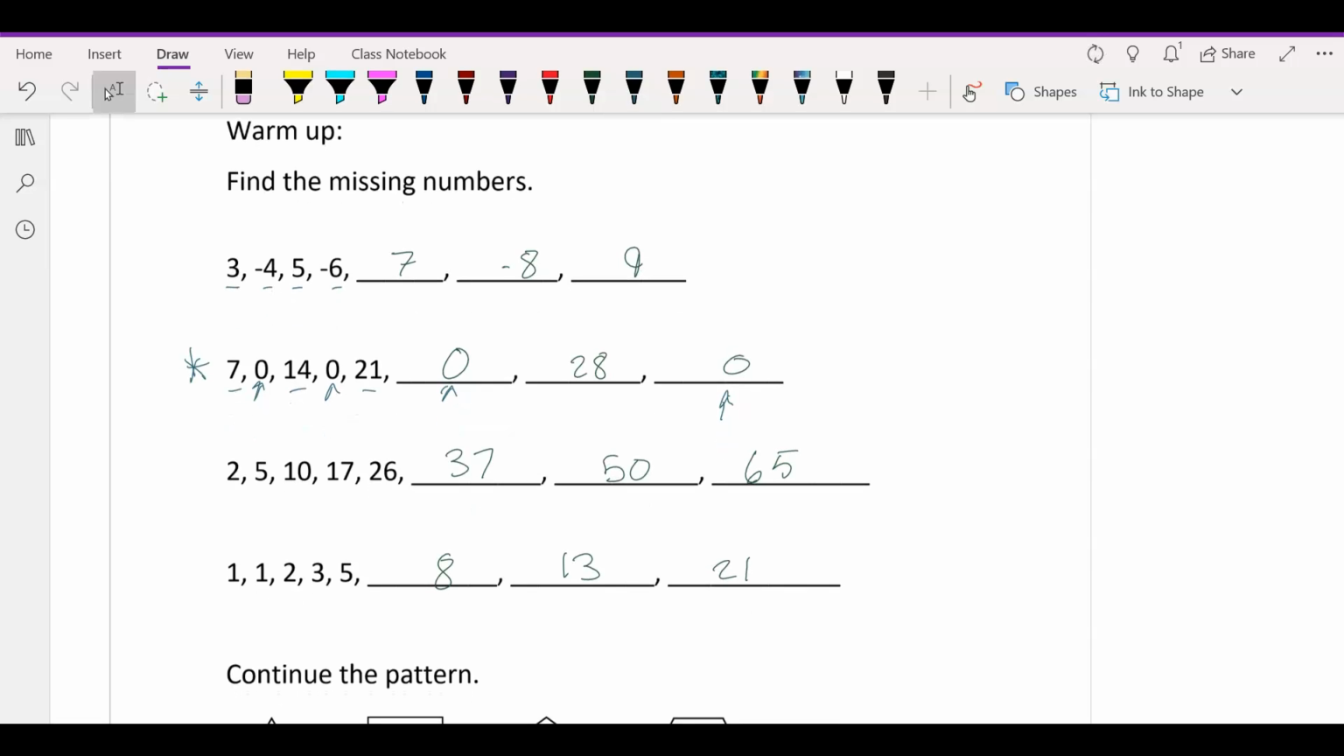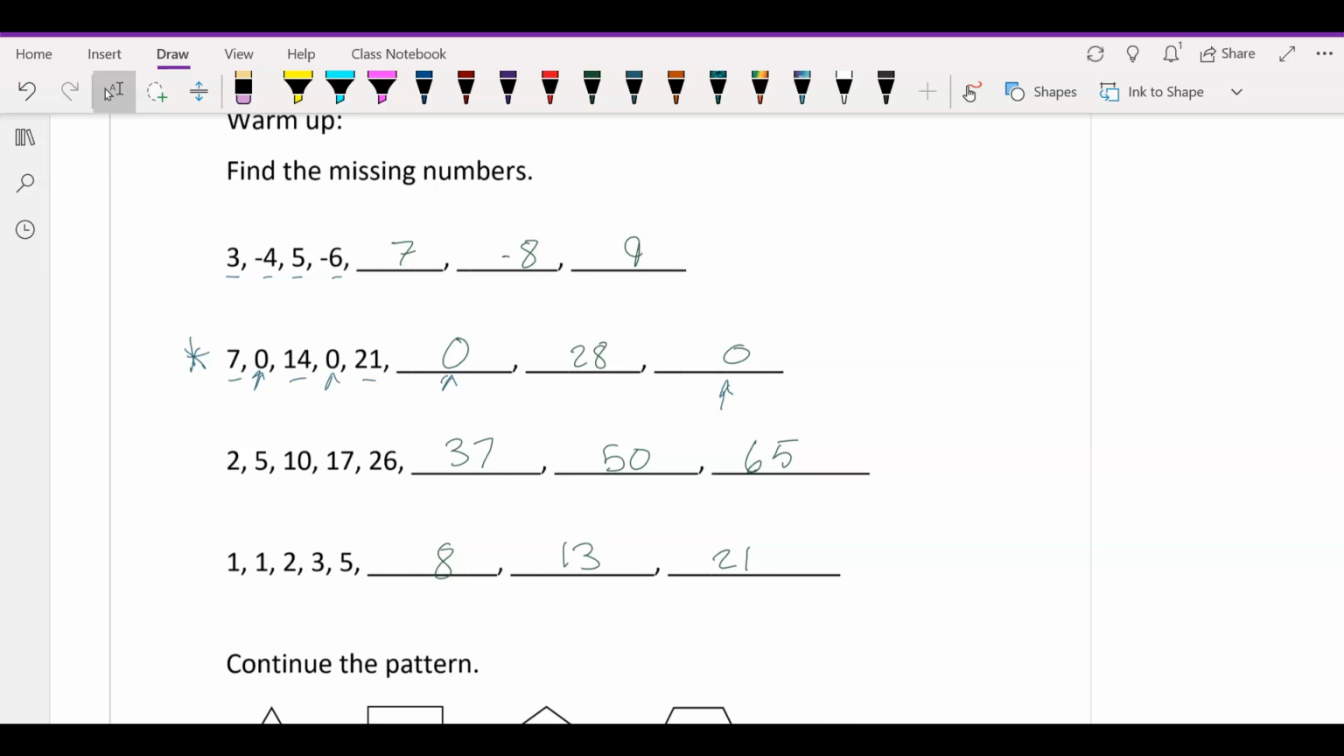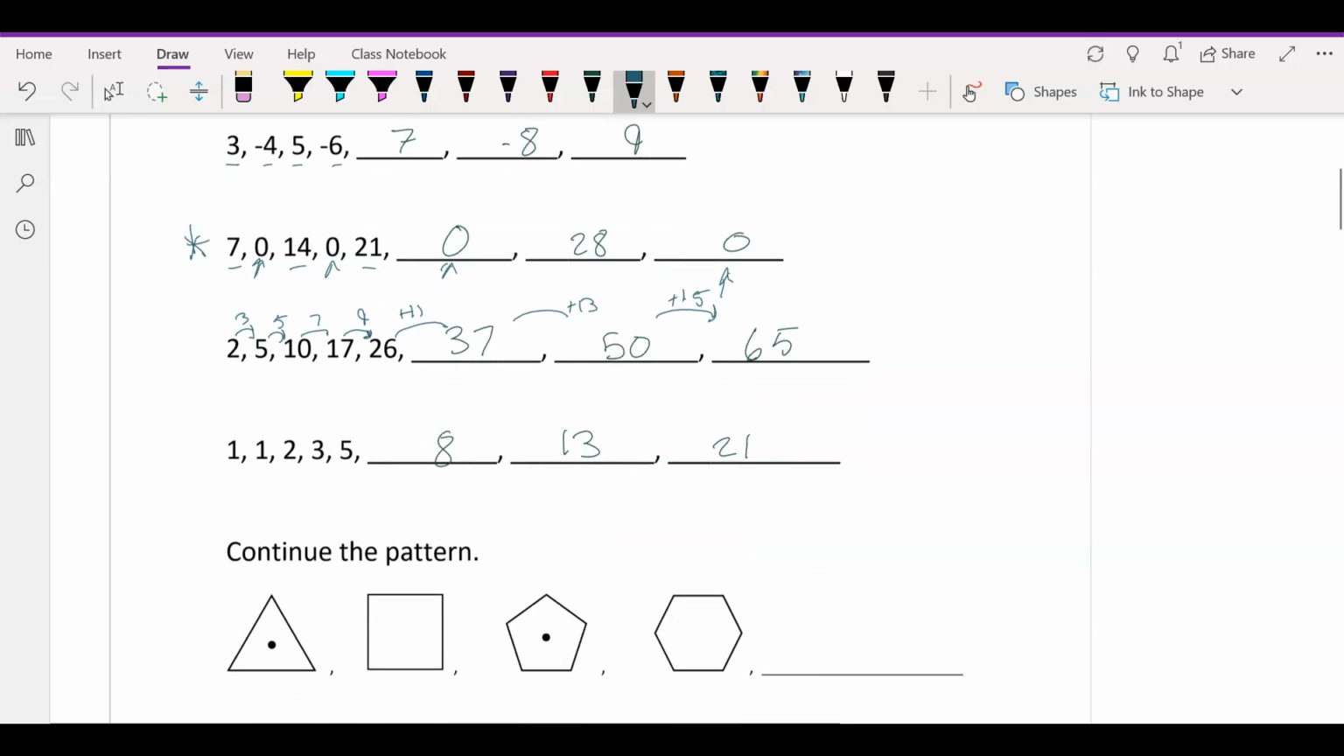The next example, taking a look, we're going from 2, 5, 10, 17, 26. So it looks like we're increasing by 3 here, increasing by 5, increasing by 7. So it looks like we're increasing by our odd numbers. So increasing by 9, increasing by 11, increasing by 13, and then 15. Okay? Alrighty, so there's this one. And then the last one.